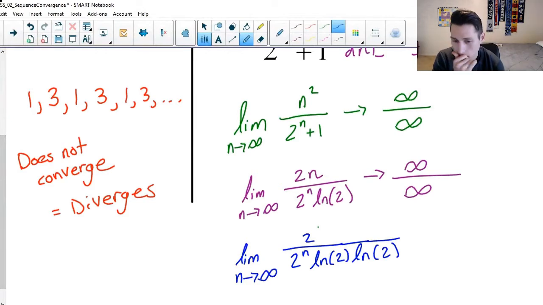Okay, so now this, I like this limit. It's a little ugly, but that numerator is just a constant. It's just 2. But my denominator, 2 to the nth power, is going to get really large really fast. So my numerator is staying the same. My denominator is getting very, very large very, very quickly. So this limit is 0.